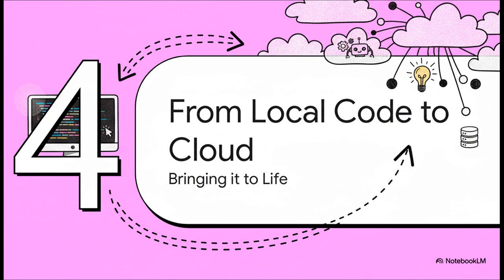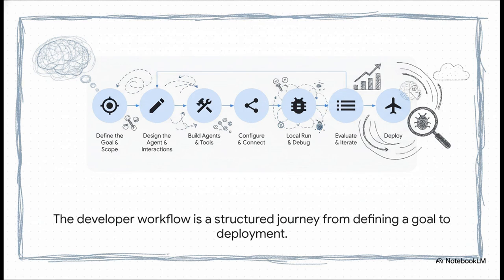So, you've designed your agent, you've given it tools, and you've even taught it how to work with others. Now for the exciting part, taking it from just a piece of code on your laptop and bringing it to life in the cloud. And there's a really well-defined path for this. It all starts with a clear goal. From there, you design and build the agent, giving it all the tools it needs. Then comes the really important part, running and debugging it on your local machine. Once you're happy with how it's behaving, you're ready to deploy.